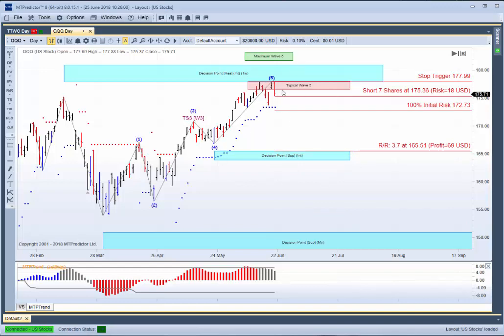Where a potential wave high may be in the process of unfolding on the Qs or the Nasdaq at our weekly resistance. So let's see how this unfolds over the weeks and months ahead.